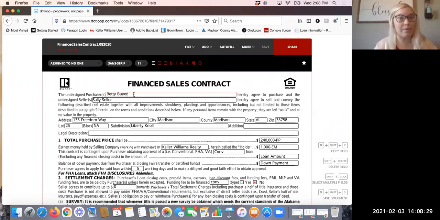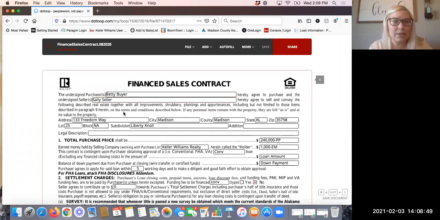You can either type in the address or the parcel number, which is also on the MLS. You can type in either one and you can actually see the owner's name. Okay, so that is where you would put the seller.